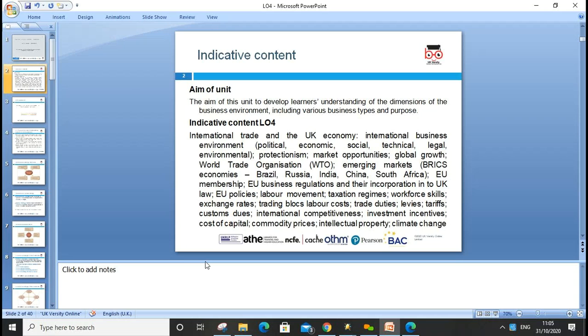So today's lesson includes the contents we're supposed to learn: international trade and the UK economy. We'll see the UK economy and international trade, and how it affects the UK economy. For the international business environment, we will go through political, economic, social, technological, legal and environmental factors.